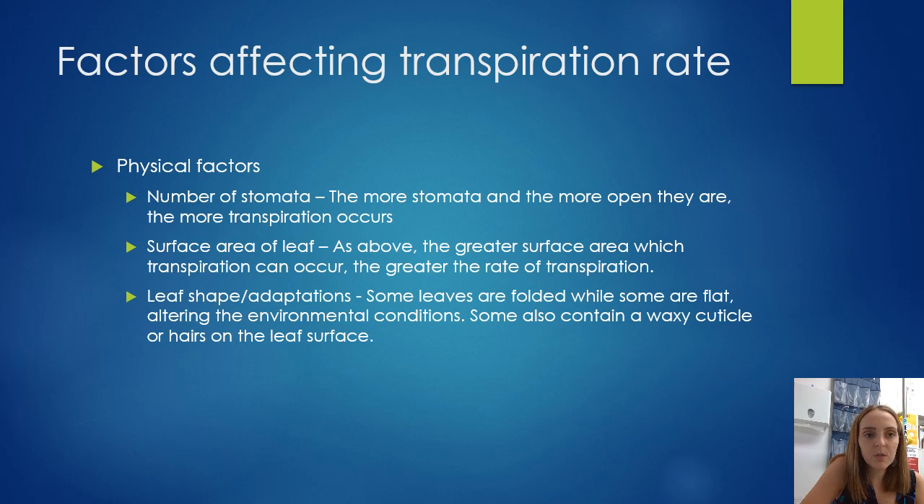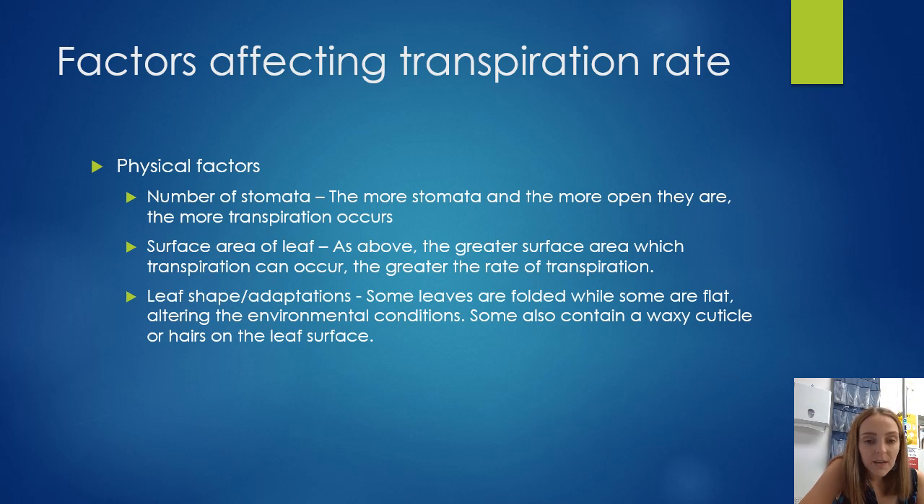We've also got physical factors that affect transpiration rate, and this differs depending on the plant, and different species have different characteristics about them that make them suited to their environments. The first is the number of stomata. So some plants have more stomata than others, and some more readily open than others. So the more stomata and the more they open, the more transpiration is going to occur.